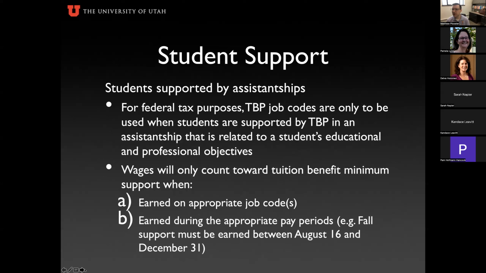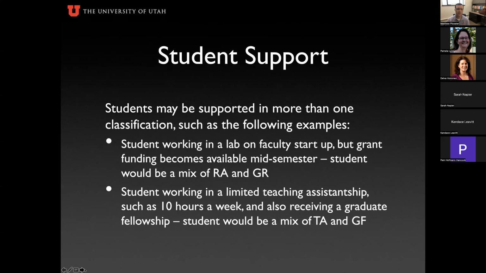For students supported on assistantships, RA, GR, TA, and GT, for federal tax purposes, so for our compliance within federal policy, the tuition benefit job codes are only to be used when a student is supported by tuition benefit on an assistantship that is related to the student's educational and professional objectives. Wages only count for that student for that semester when they are earned on the appropriate job code. That is how my system captures the support, earned during the appropriate periods. So fall support must be earned between August 16th and December 31st.